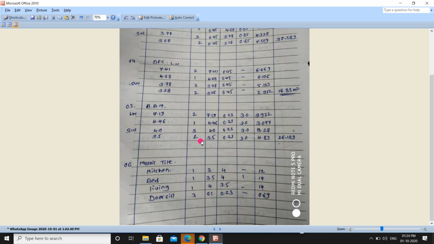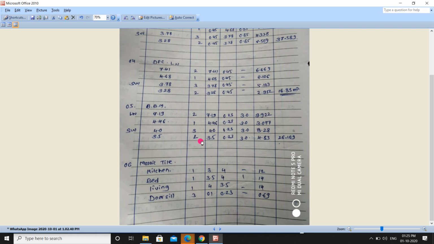Now the fifth item which you have to calculate is brick bond masonry, that is BBM. Again, the length of the long wall and the length of the short wall. The length of the long wall will be 7.19, numbers will be 2, so 2 into 7.19 into 0.23, which is the width of the item, and the total height of the brick masonry above plinth level, that is 3 meter. Just multiply these four quantities and we get 9.922.